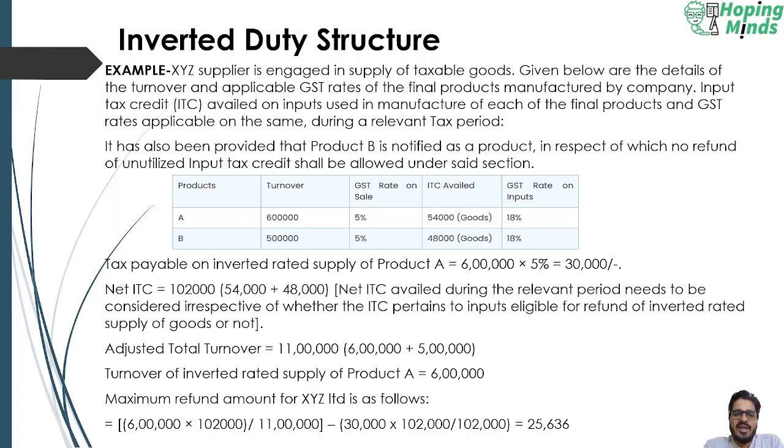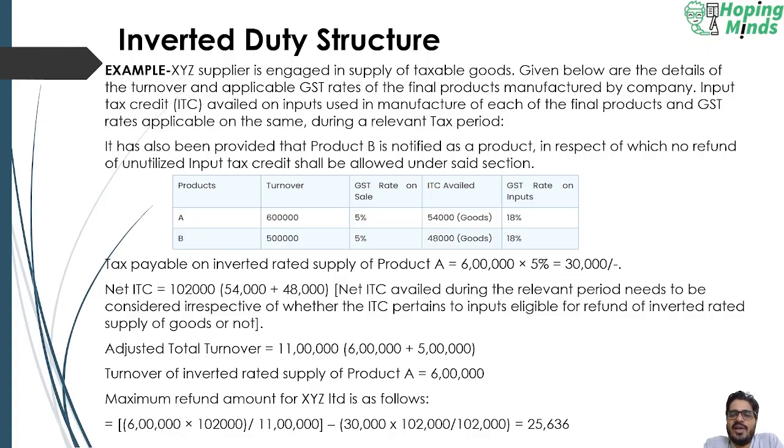So we have product A and product B. The turnover is 6 lakhs and 5 lakhs respectively. GST rate on outward supply, that is on sale, is 5% each. Then input tax credit availed is 54,000 and 48,000 respectively, and the GST rate on inputs is 18% for each. So the final tax payable on inverted rated supply of product A is 6 lakhs into 5%, that is 30,000. Net ITC will be rupees 54,000 plus rupees 48,000, that comes to rupees 1,02,000.